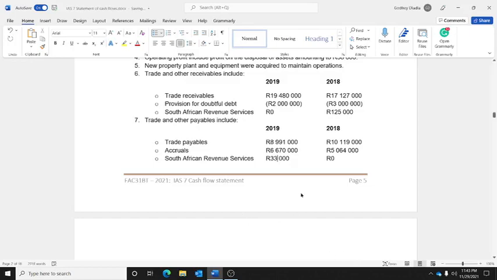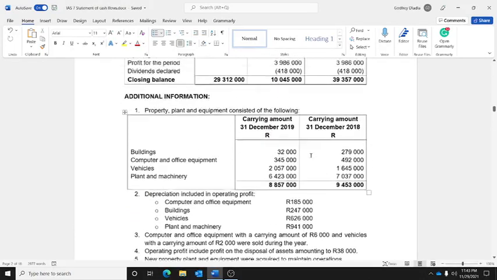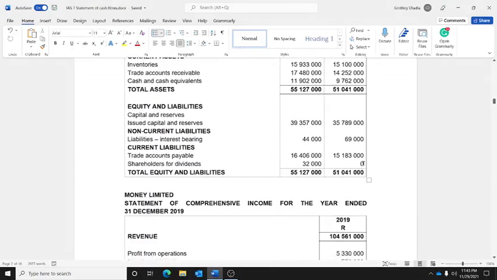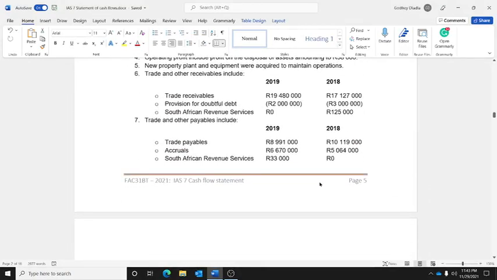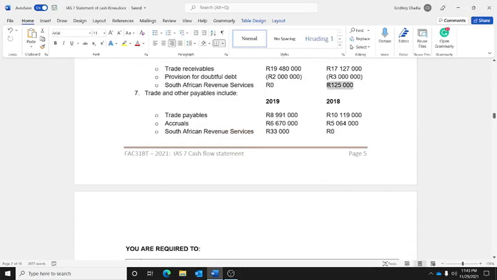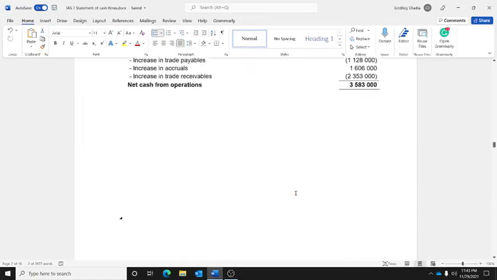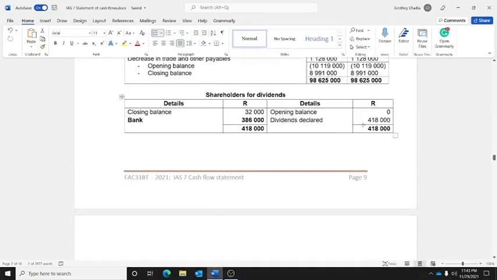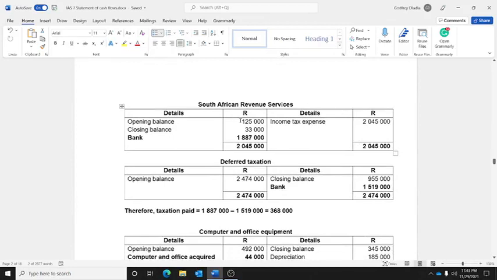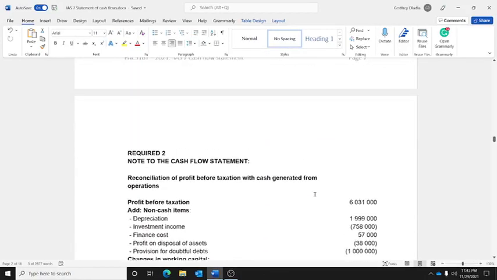Then I misread that one, because this one, yeah, shareholders for dividends is correct, 0 and 32. So I changed the SARS one while I was not supposed to change it. So it should be 125 and 33. Right. So here it is. 125 debit opening balance and credit closing. Right. Then what we need to do is to raise this one, which comes from the statement of comprehensive income, right? Raise the income tax expense. Here it is.